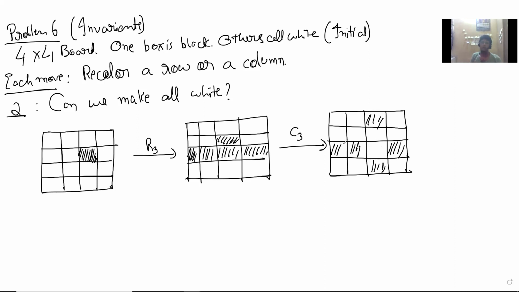Now, why cannot we make all of them white in this way? Pragdish, do you understand the moves? Okay, nice. So now try to see why it is that we cannot make everything white.